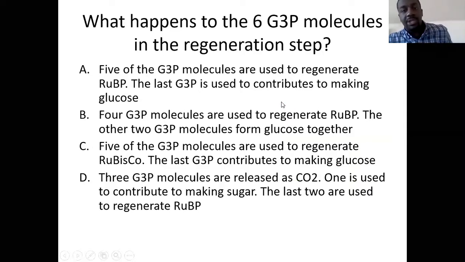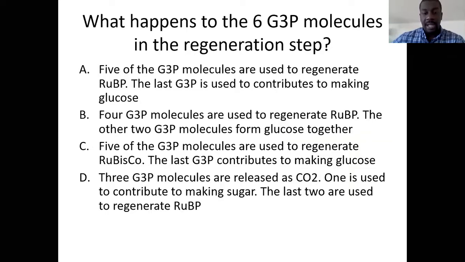So what happens to the 6 G3P molecules in the regeneration step? A, 5 of the G3P molecules are used to regenerate RuBP. The last one contributes to making glucose. B, 4 G3P molecules are used to regenerate RuBP. The other 2 form glucose together. C, 5 of the G3P molecules are used to regenerate Rubisco. The last contributes to making glucose. Or D, 3 G3P molecules are released as carbon dioxide. 1 is used to contribute to making sugar, and the last 2 are used to generate RuBP.